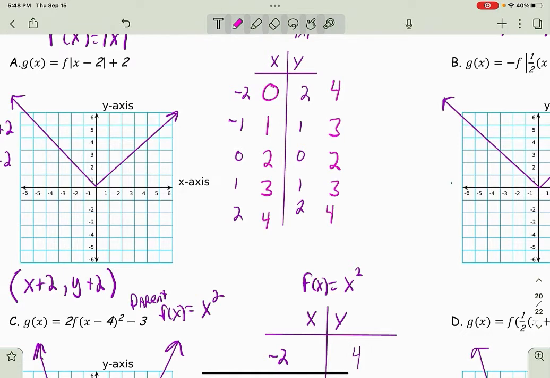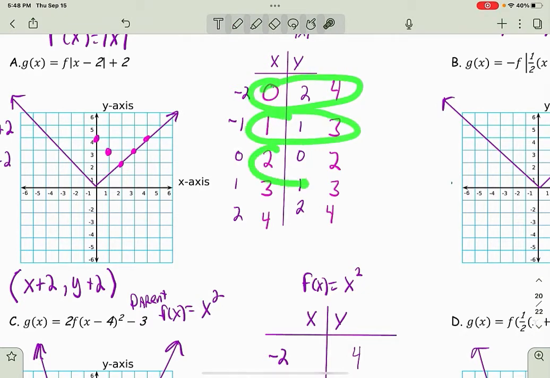So let's go ahead and graph these. So we have 0, 4. We have 1, 3. We have 2, 2. We have 1, 3. And then we have 4, 4. So notice that these points, they are red, of course, across. And that's our transformation.